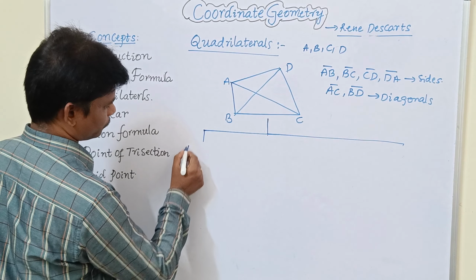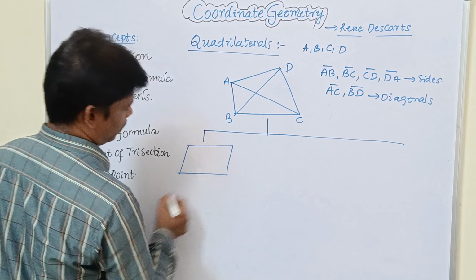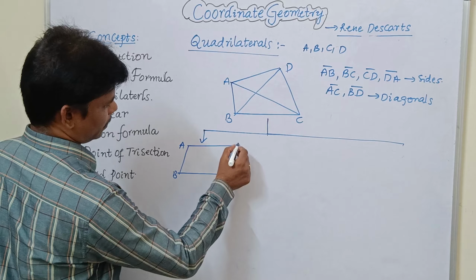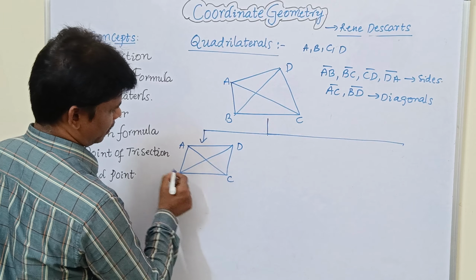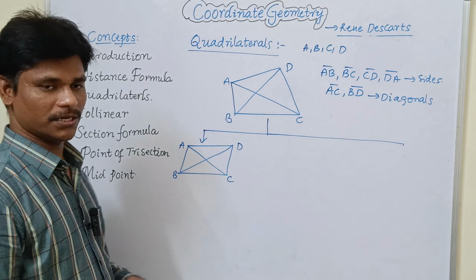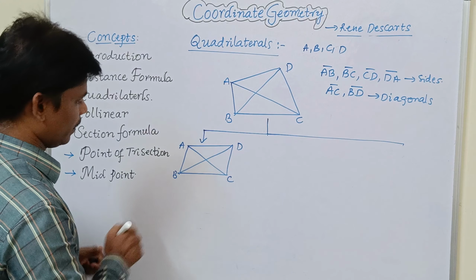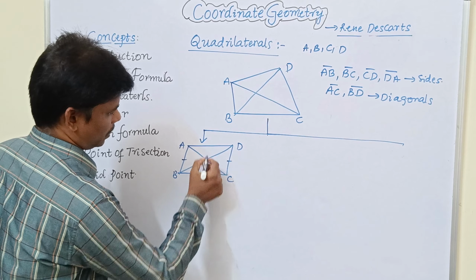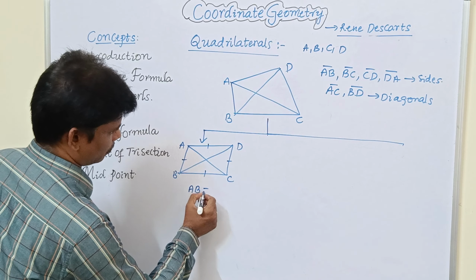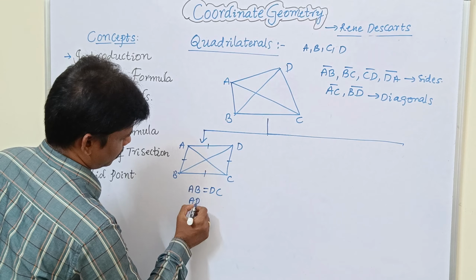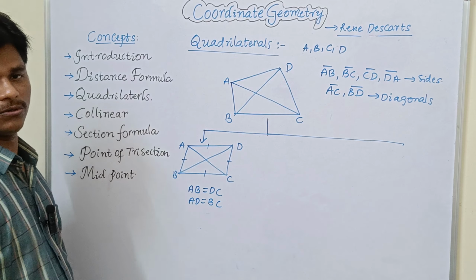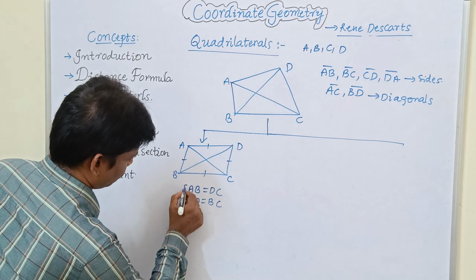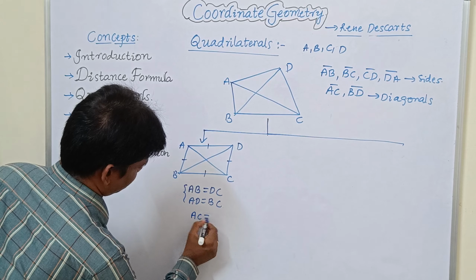First one is the parallelogram. Suppose ABCD is a parallelogram. AC and BD are the diagonals. So what distances do you have to find? Here, AB is equal to CD. These two distances are equal. AB is equal to DC and AD is equal to BC. These two distances are equal, and the diagonals, this is the small diagonal, this is the big diagonal. So AC is not equal to BD.